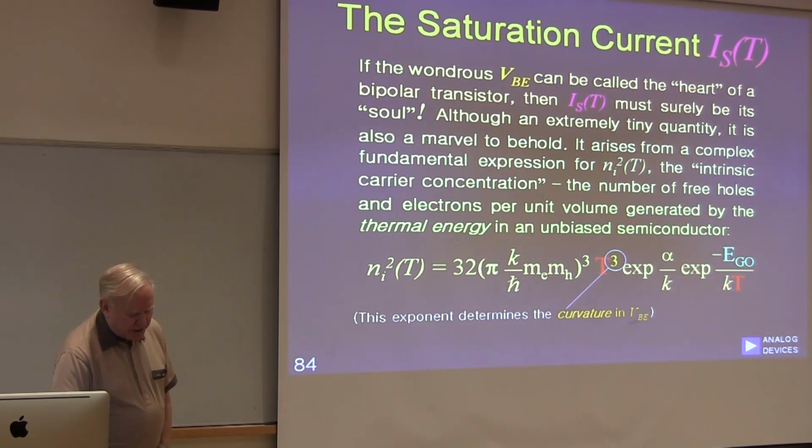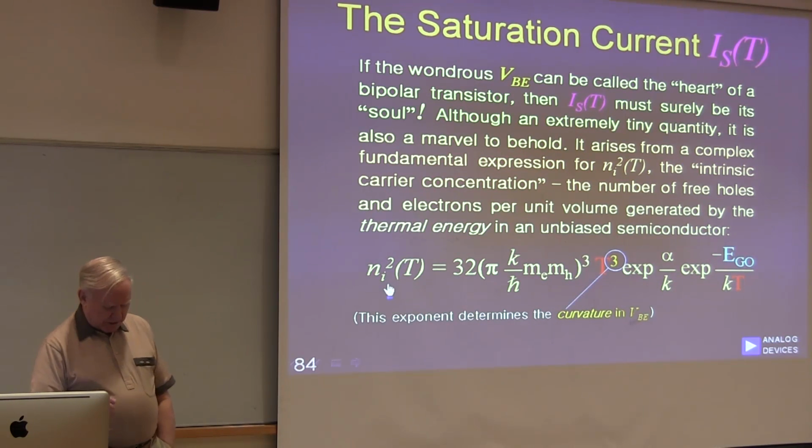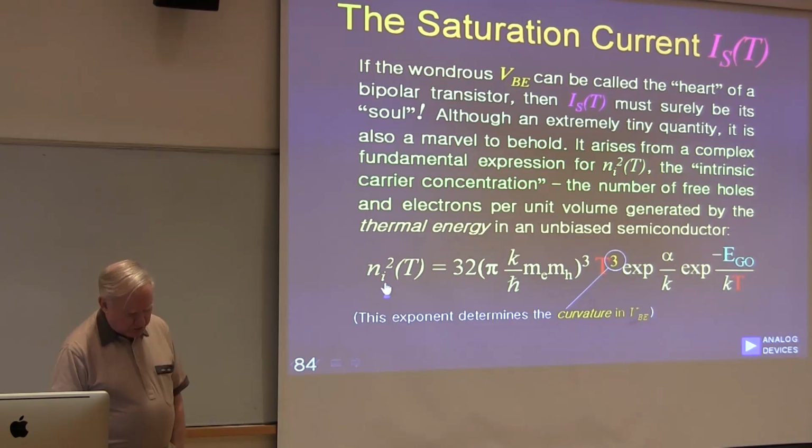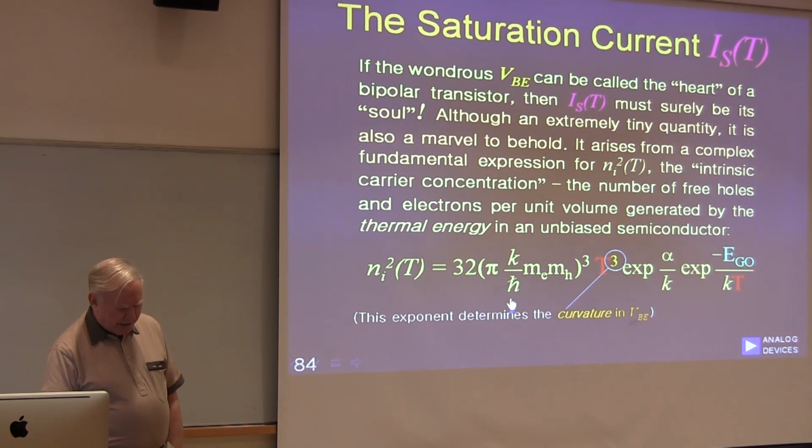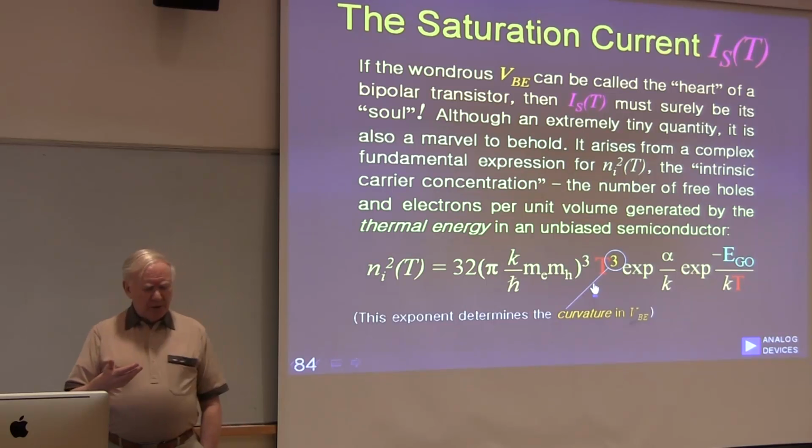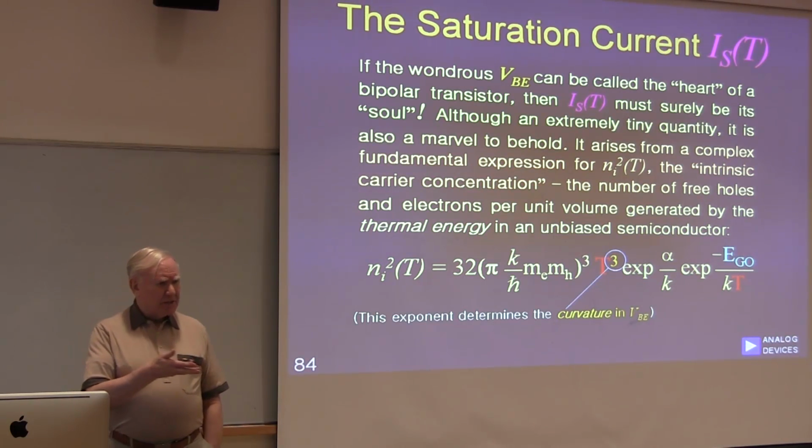This is not I sub S, this is the density of states, I guess it's called, the square of density of states, just due to thermal behavior in the material. But it has these wonderful numbers in it: 32, pi, Planck's constant, the mass of the electron hole, temperature, Kelvin, raised to power 3. It's very, very fundamental. And that's why bipolar is so different to CMOS even in subthreshold.